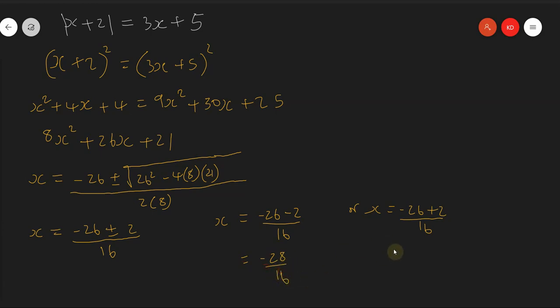So here we would have negative 28 over 16, and here we would have negative 24 over 16. Okay, good. So you can simplify that on your own and check the answer.